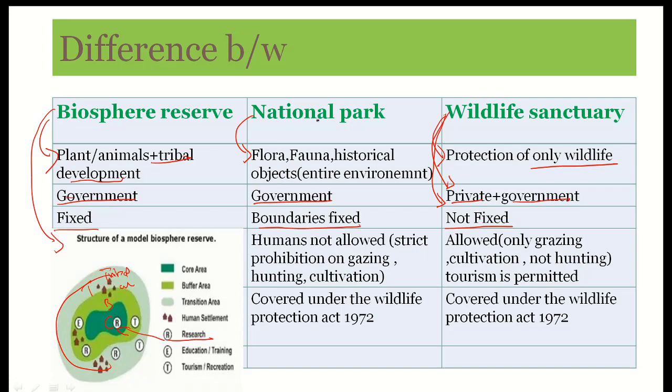In a National Park, humans are not allowed, and grazing, hunting and cultivation are strictly prohibited. The National Park is protected under the Wildlife Protection Act of 1972. In a Wildlife Sanctuary, humans are allowed only for grazing and cultivation, and not for hunting. Even tourism is permitted, and this Wildlife Sanctuary is protected under the Wildlife Protection Act of 1972.